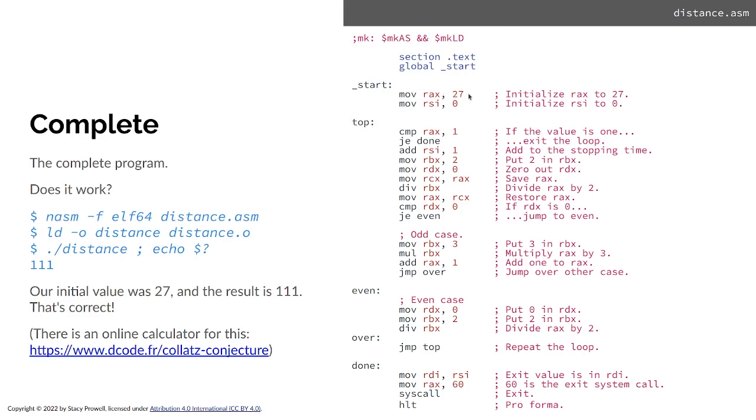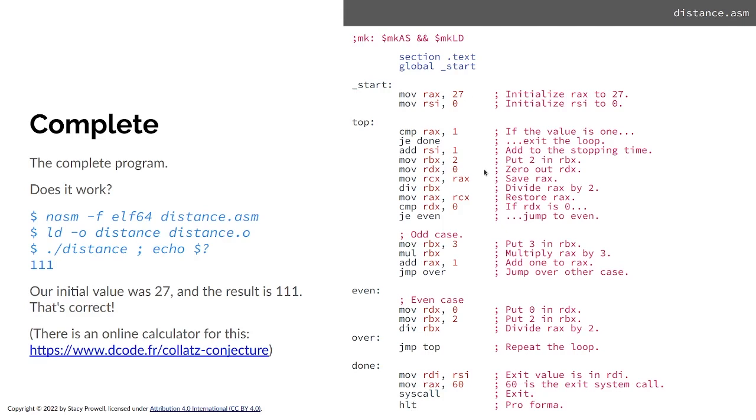And here we go. We initialize our value. We initialize our stopping distance number. Here's the top of our loop. We loop. We do a check. We have an odd case and an even case. We jump back to the top and check again. When we're done, we go to done. Done is down here. We put our stopping distance in RDI. We then exit, and that's it.